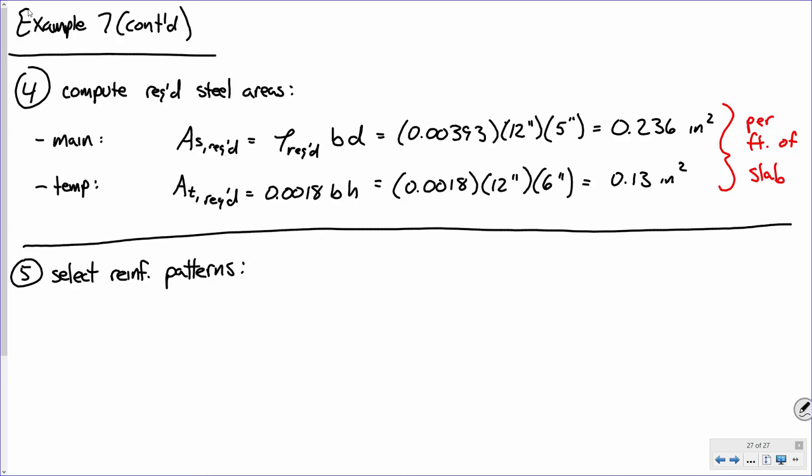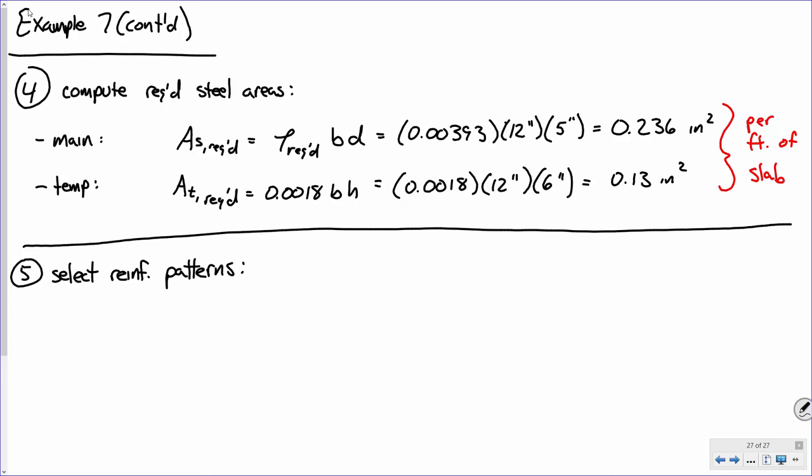All right. Does anybody have any questions before we go on? Now, before we start selecting reinforcement patterns, I want to do one thing. For main steel and for temperature steel, we have different spacing requirements, okay? We can only space our bars out so far.